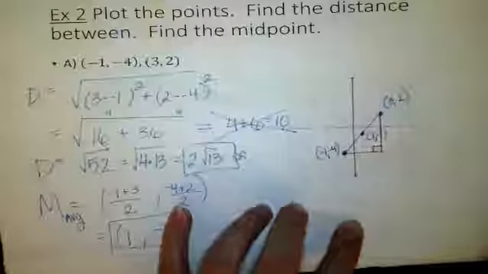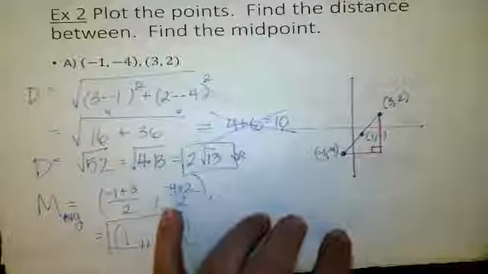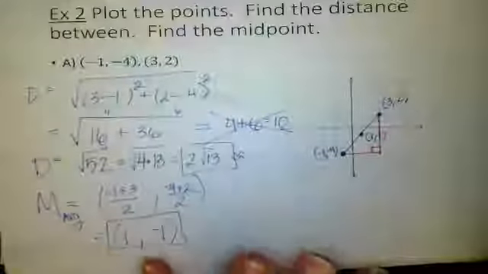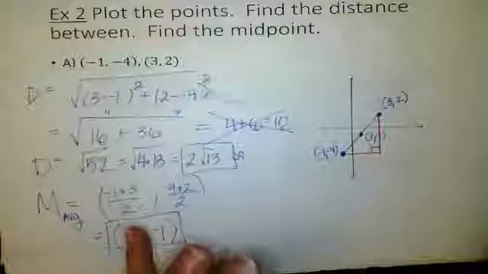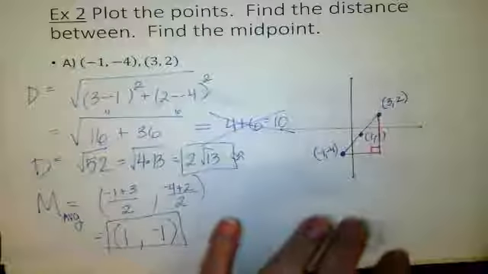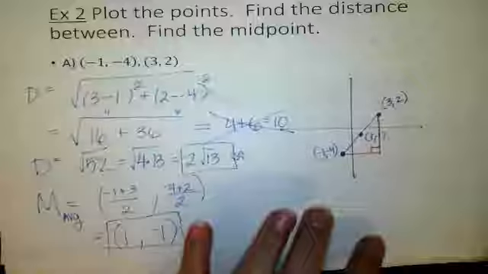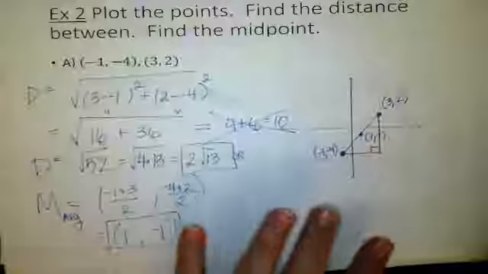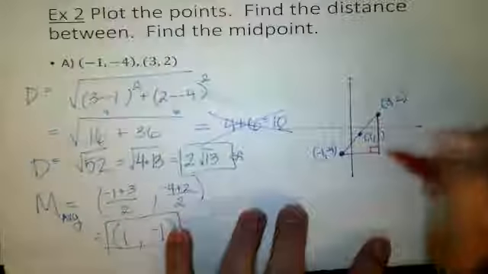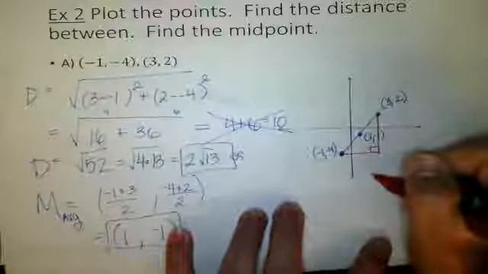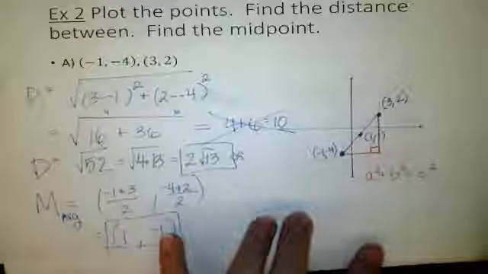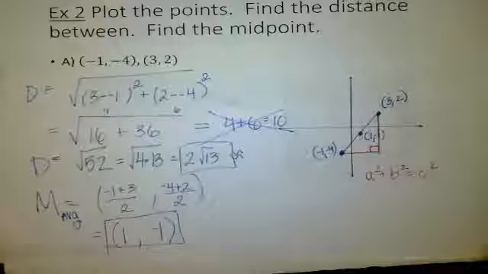So guess where the distance formula comes from? The Pythagorean theorem. I call it the hypotenuse theorem. It's the Pythagorean theorem.